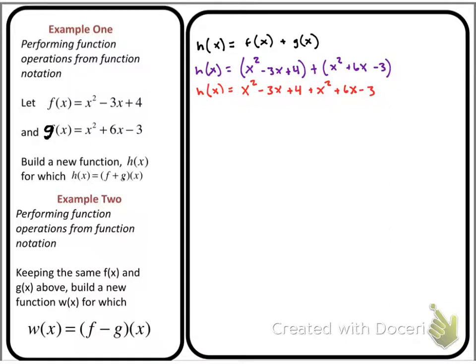So now we can go to combining our like terms. We have x squared terms as like terms, we have x terms as like terms, and we have numbers that are like terms. So let's start compiling these. h of x is equal to our x squareds. We have 2x squared. Negative 3x plus 6x, that's a positive 3x. And then 4 minus 3 is a 1. And there's our final answer there.